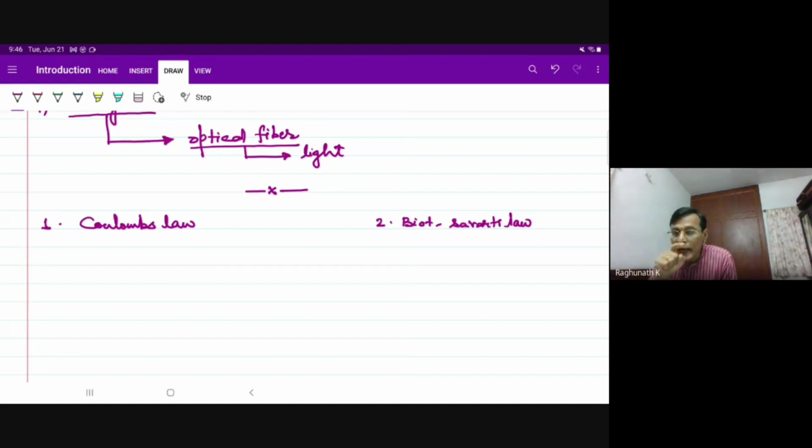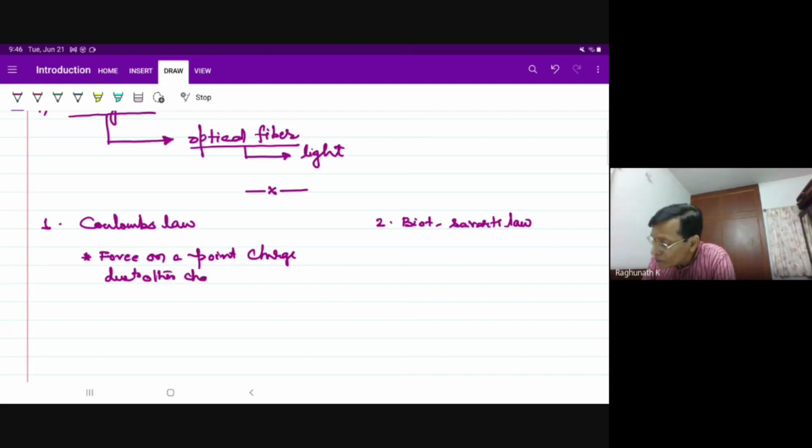Coulomb's law in electrostatics gives the force on a point charge due to other charge kept at a distance. Knowing the charges, we talk about the force experienced by each charge. Point charges, it is impossible for us to conduct an experiment with point charges and prove that this is correct.